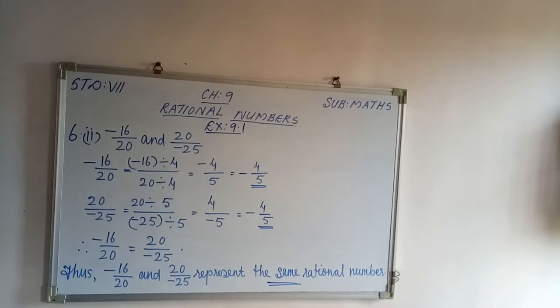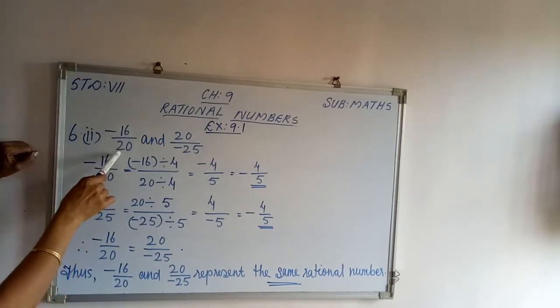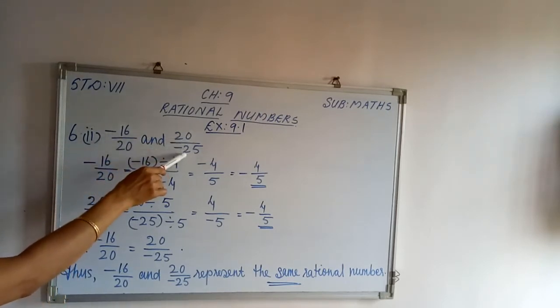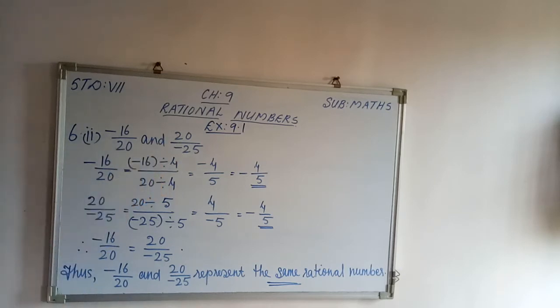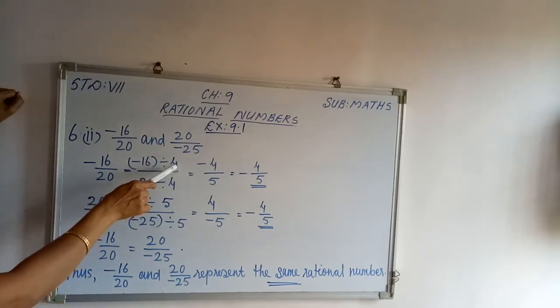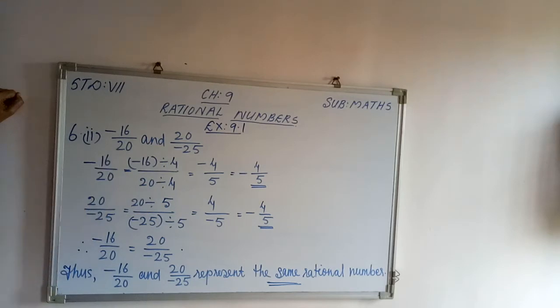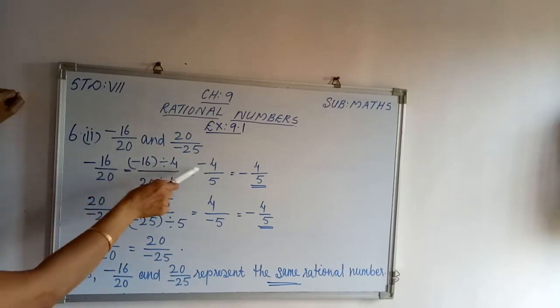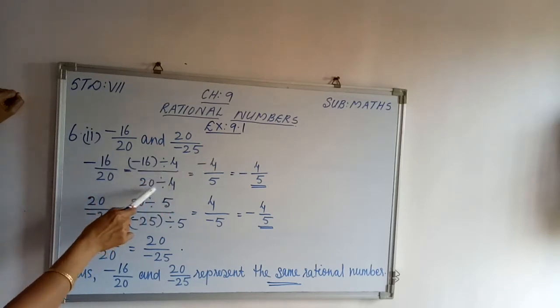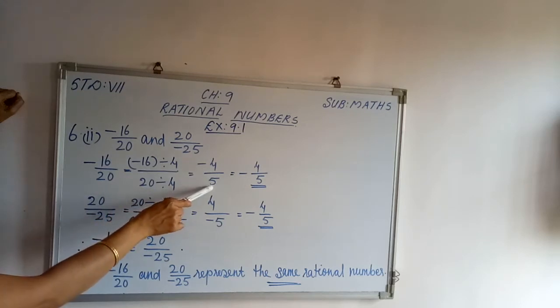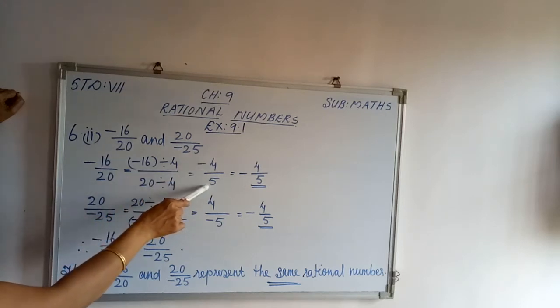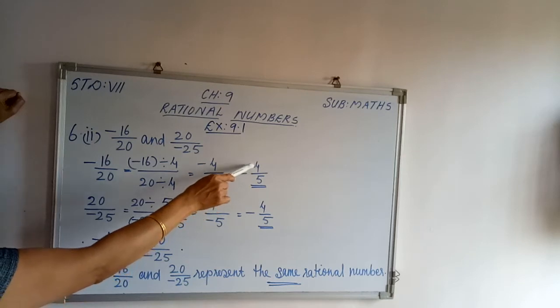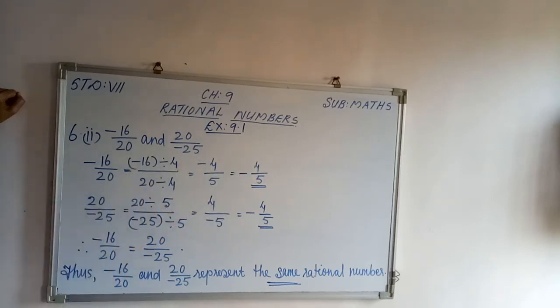Second question, listen. Minus 16 upon 20 and 20 upon minus 25. Now see, here minus 16 upon 20 we can convert to the simplest form by dividing by 4. Minus 16 divided by 4 we get minus 4. 20 divided by 4 we get 5. So minus 4 upon 5.